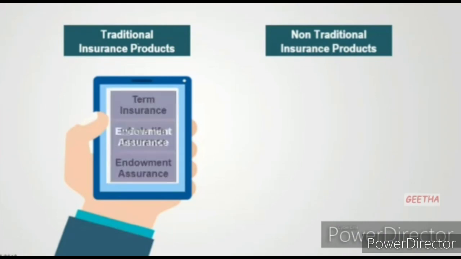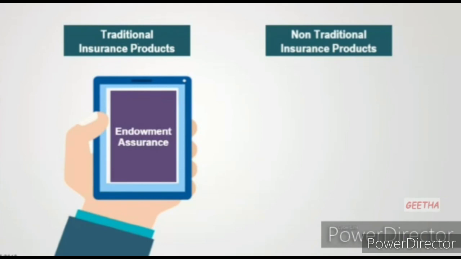Endowment assurance. An endowment assurance contract is actually a combination of two plans. 1. A term assurance plan, which pays the full sum assured in case of death of the insured during the term. 2. A pure endowment plan, which pays this amount if the insured survives at the end of the term. The product thus has both death as well as survival benefits.